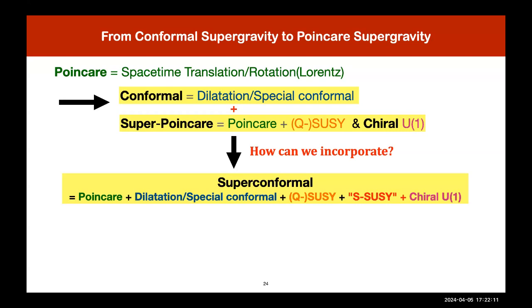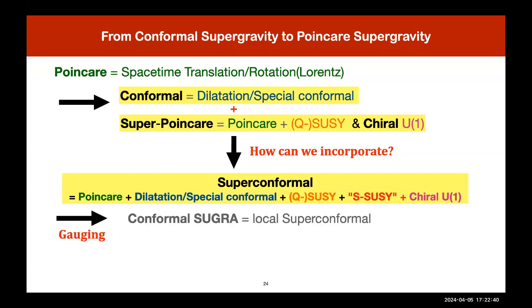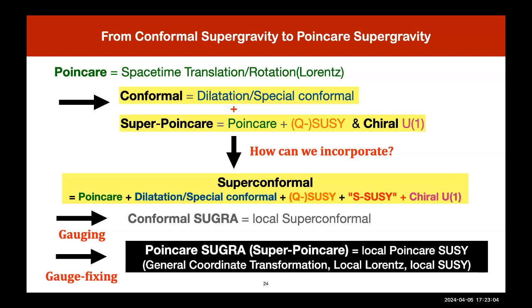The S-supersymmetry means that when you compute the commutation relations between the conformal operators and the ordinary Q supersymmetry operators, you will get a new type of supersymmetry operators. So you need a new operator that corresponds to this supersymmetry. And then by gauging, you are going to get conformal supergravity, because conformal supergravity means just the local superconformal symmetry. Local means the gauging. And by gauge fixing some unwanted symmetries, we can get the targeted theory, which is the Poincare supergravity.